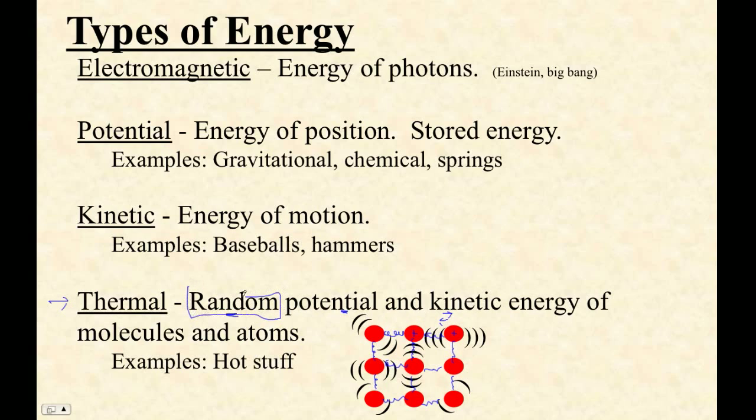There are laws of physics that say that if you have 10 joules of thermal energy, you cannot turn that into 10 joules of, say, kinetic energy of a baseball. Some has to be wasted. This is the second law of thermodynamics. Anyway, I hope that helps. That's just an introduction to energy.